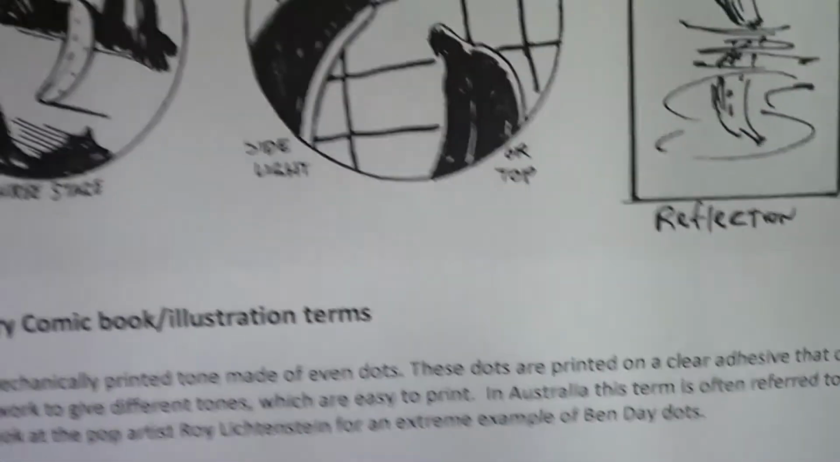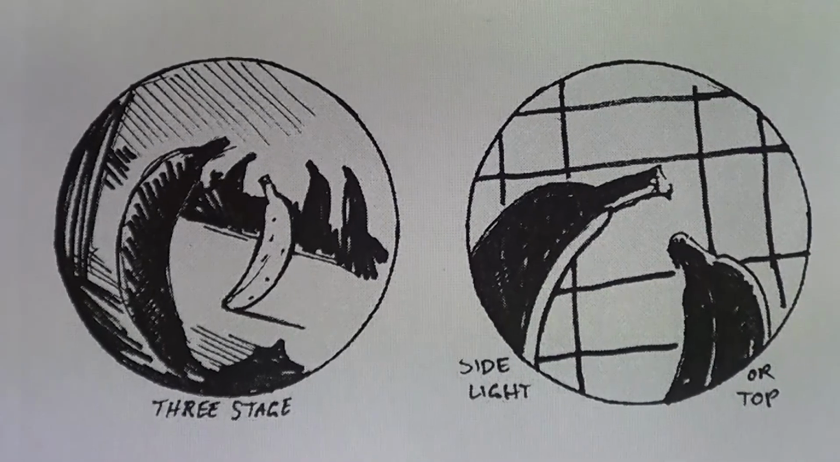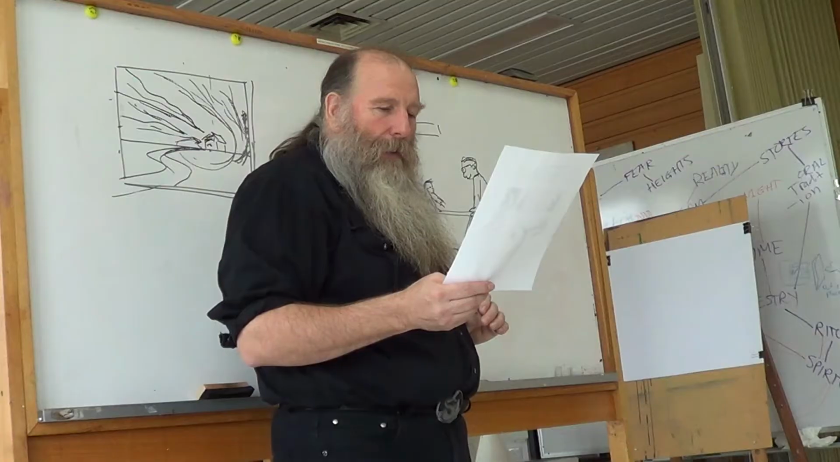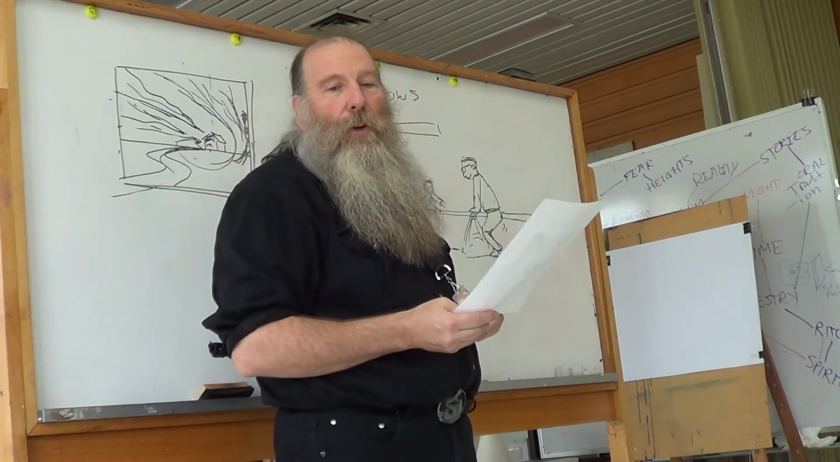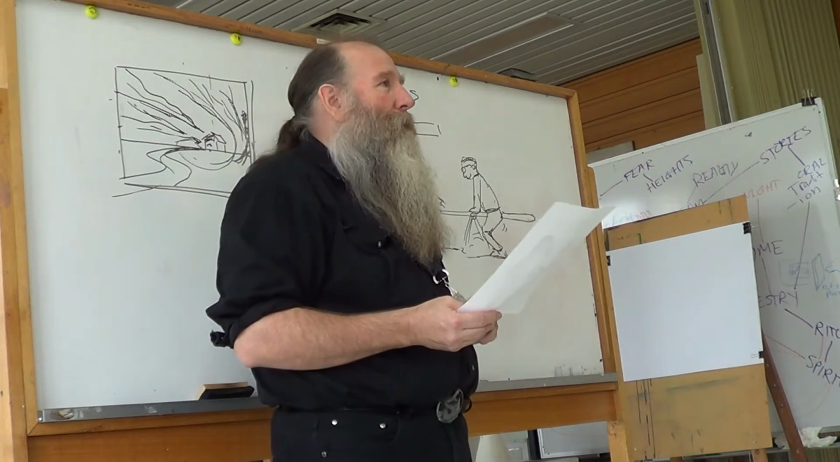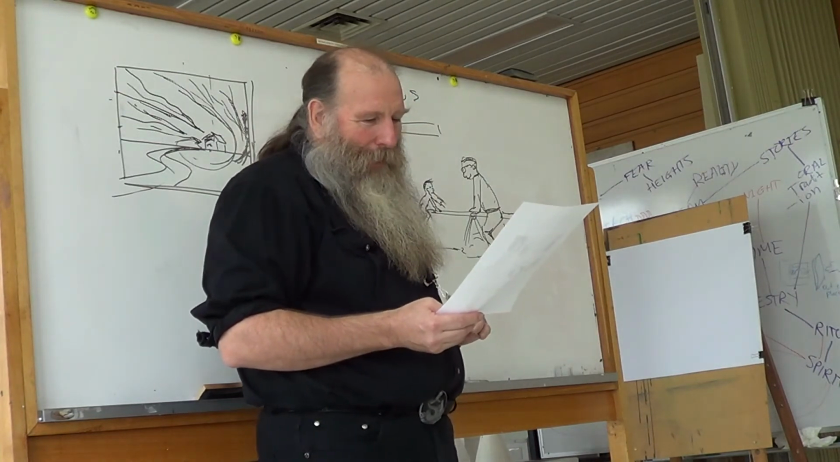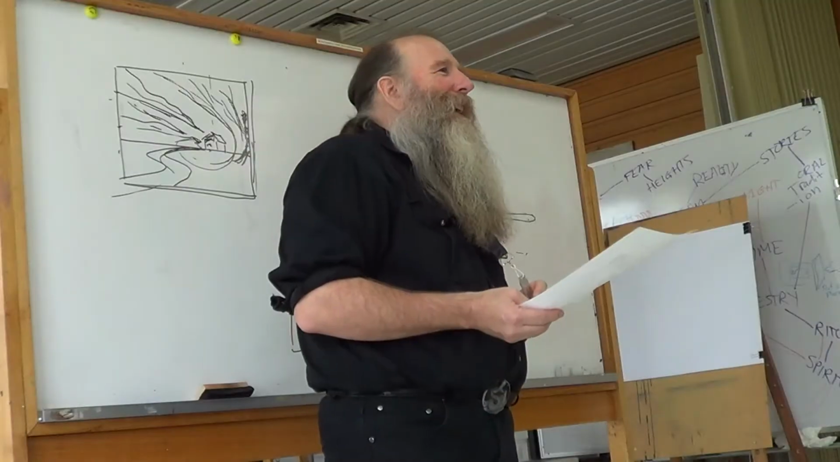You've got 3-stage. I couldn't pass that one up because it's just too much fun. You've got light at the side or at the top. And in that one I've just done it both to one side because he's giving you options there. You can have the light coming from the top or you can have it coming from the side. You should pick one or the other. And reflection, because it looks good to see a banana contemplating about life.